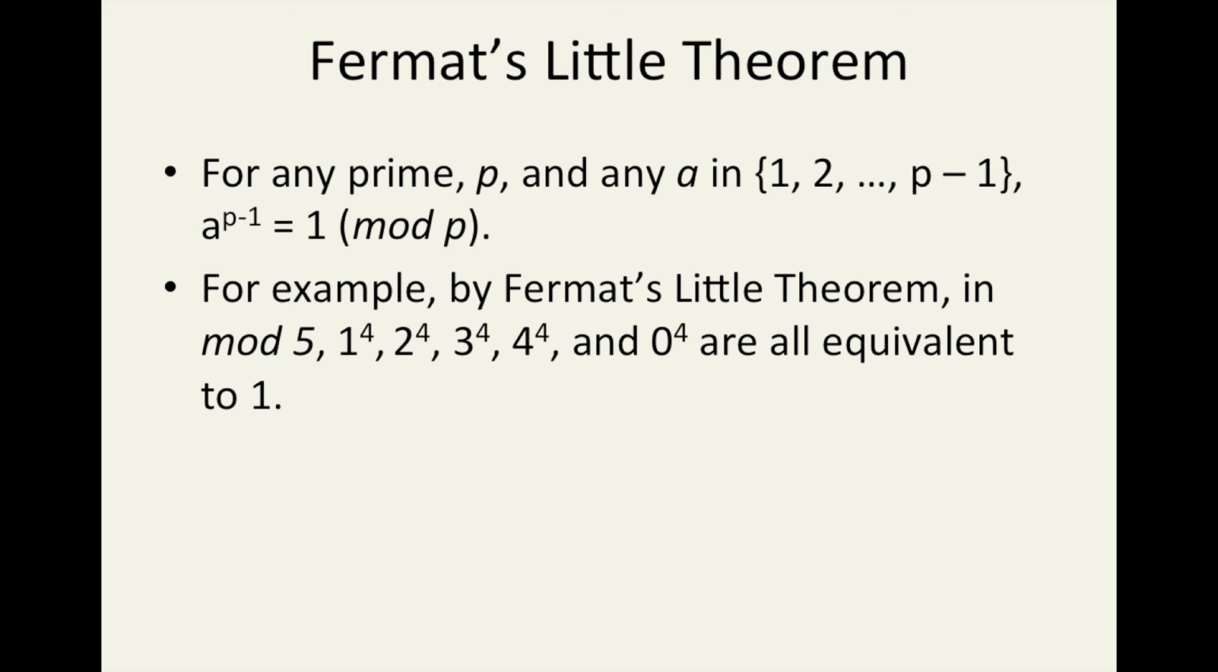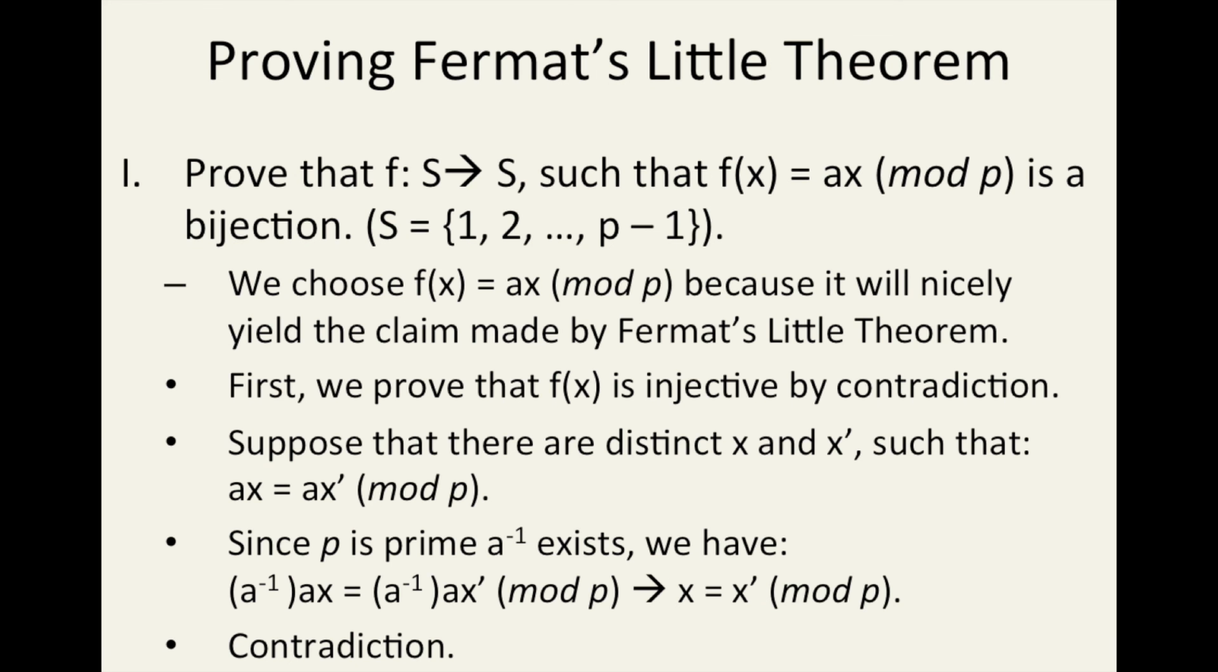Now specifically, Fermat's little theorem states that for any prime p and any a in the set 1 all the way to p minus 1, a raised to the p minus 1 power is equivalent to 1 in the world of mod p. So for example, if we were working in the world of mod 5, then 1 to the 4th, 2 to the 4th, 3 to the 4th, 4 to the 4th, and 0 to the 4th. Oh, that's actually an error. 0 to the 4th is actually 0, not 1. So just 1 to the 4th, 2 to the 4th, 3 to the 4th, and 4 to the 4th are all equivalent to 1. Now we're going to move on to the proof.